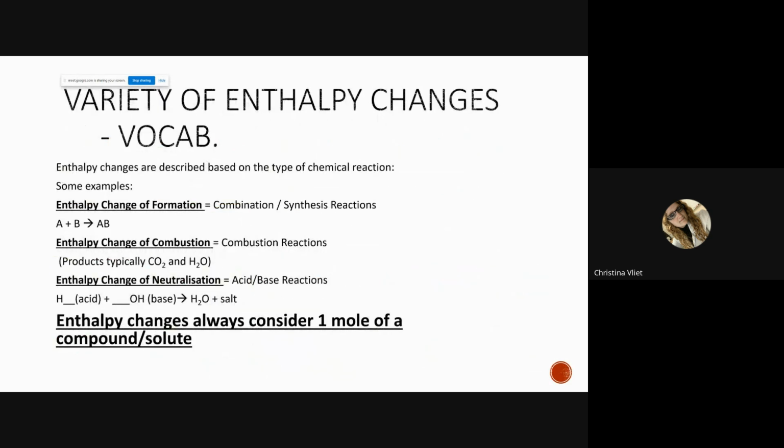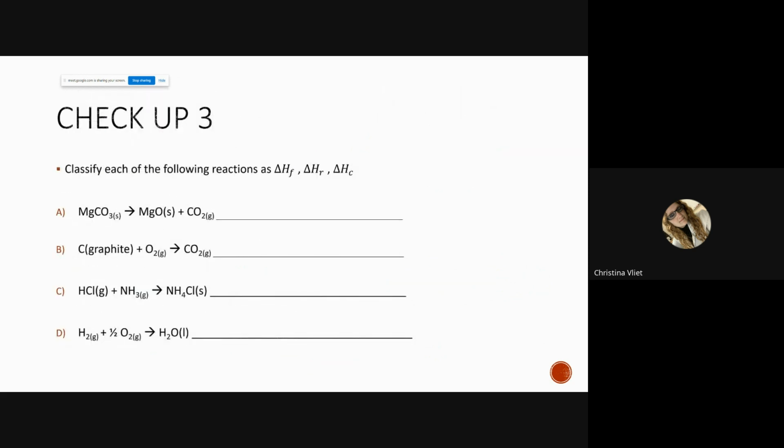Beforehand, this is how you see it in equation form. I've already mentioned this. So let's go ahead and take a look at some reactions. Can we classify them as what they are? Does this reaction describe an enthalpy of formation? Yes or no? This first reaction. No.